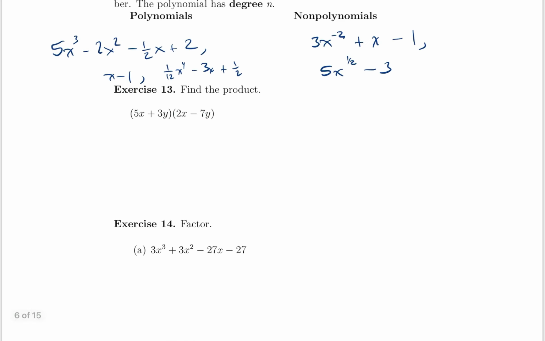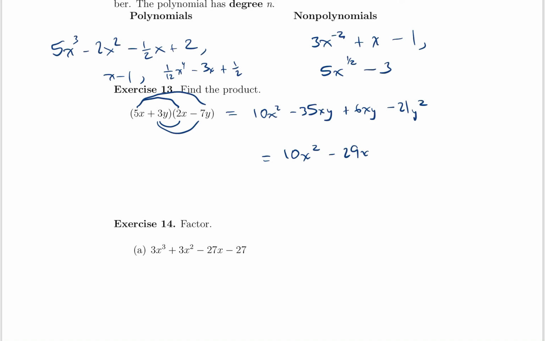For this other first example here, they want us to multiply. There are a couple of ways you can multiply. I think a lot of you may know the FOIL method, so I'll start off with that. That would be first, which is 10x squared, outer, which is negative 35xy, inner, plus 6xy, last, minus 21y squared. And these are like terms that we can combine. That's going to be 10x squared minus 29xy minus 21y squared.